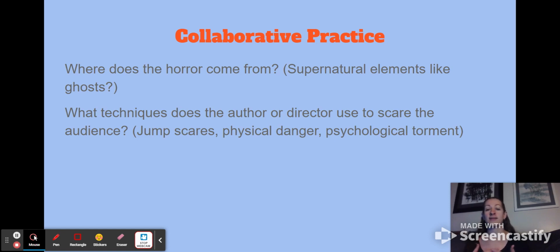So talk about what elements are incorporated therein that make them horror. So think about things like, where does the horror come from in your story? Is it something supernatural like ghosts or poltergeists? And then think about what technique the author or the director uses to scare or thrill the audience. I mean, things like jump scares. Is it coming from some kind of physical danger, like the serial killer hiding behind the door? Is it some kind of psychological torment where the loss of a loved one is affecting someone's mind and their behavior? So think about those things, and then we're going to come together and we're going to talk about your brainstorming and the ideas that you come up with.